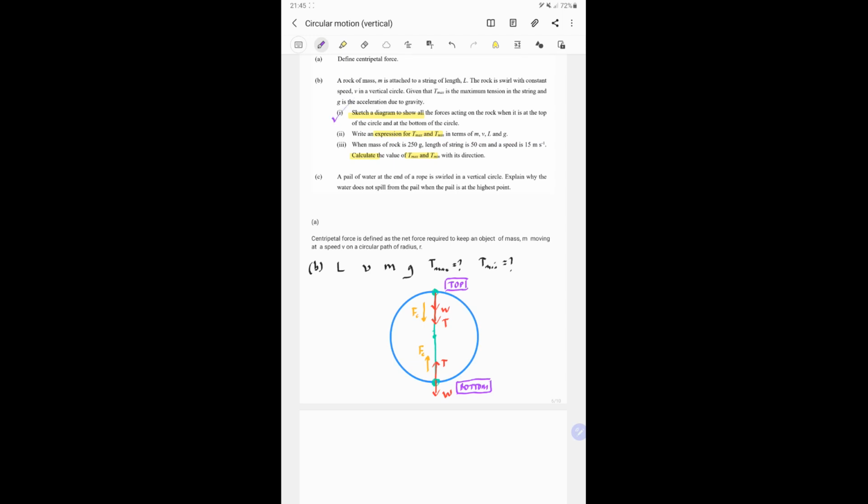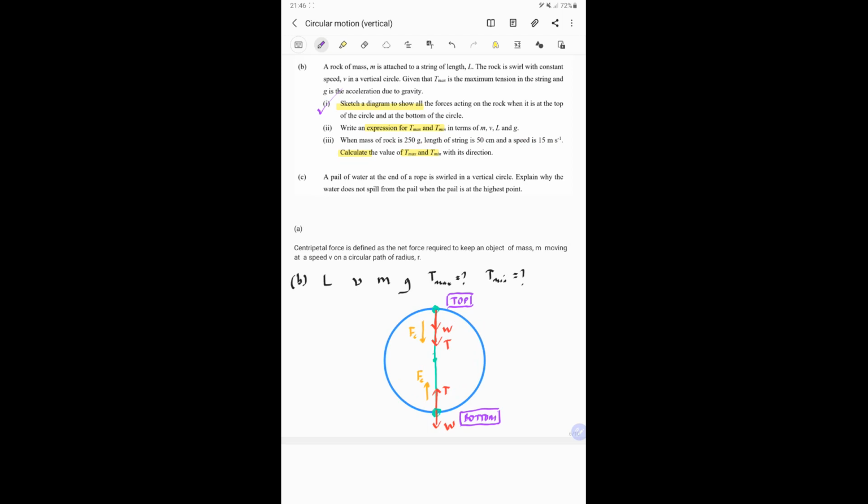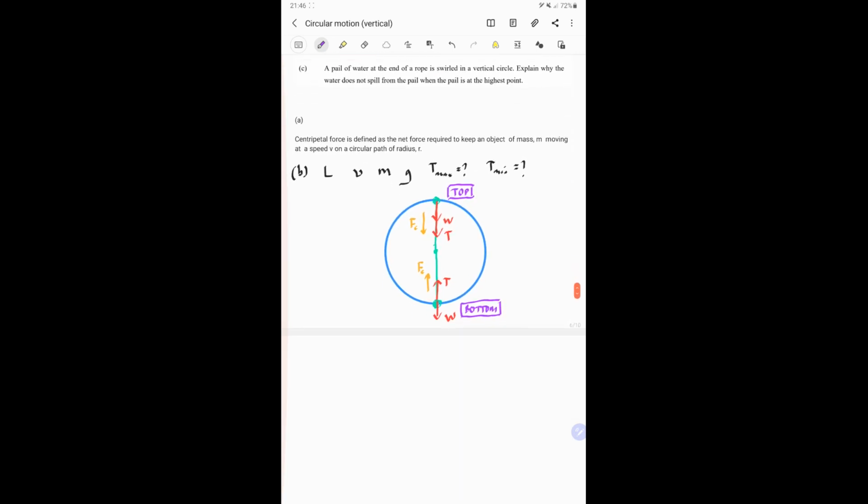Okay, now B2. Write an expression for T max and T min in terms of m, v, L, and g. So we need to answer question B2. Let's start at the top. This is B1, and this is B2. I need to make it clearer.